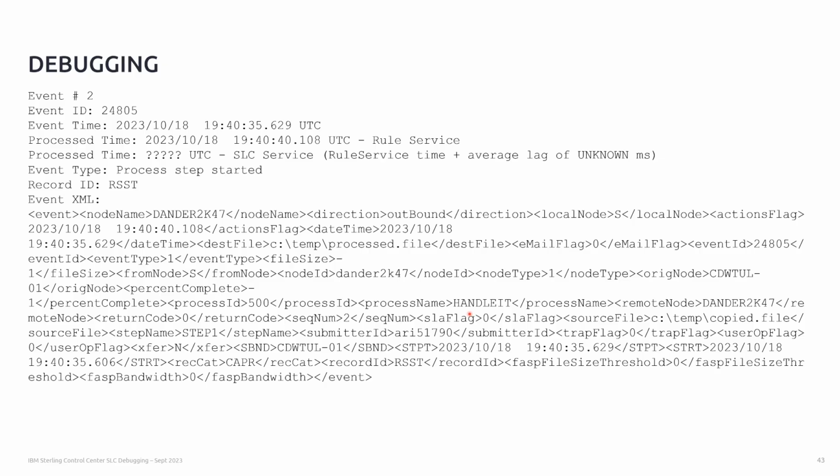It sure should have. We know that the correlator, which is the source file for this milestone, its value, C:\temp/copy file, matches the value of the correlator for the first milestone, which was the dest file. So why didn't this work?